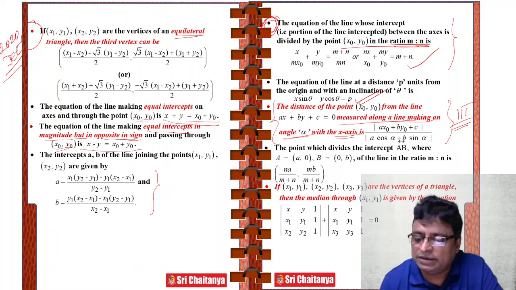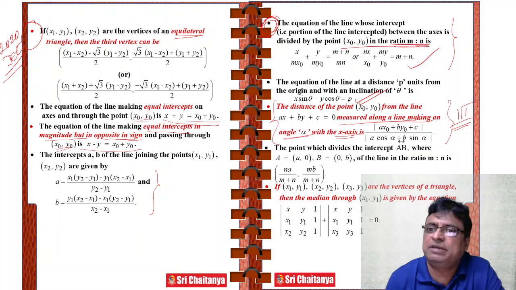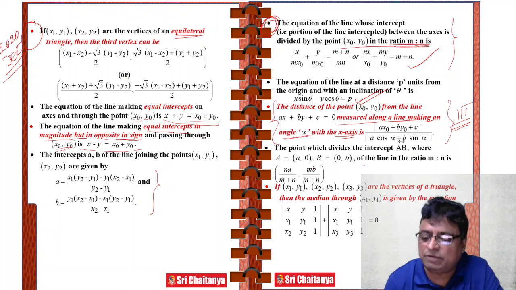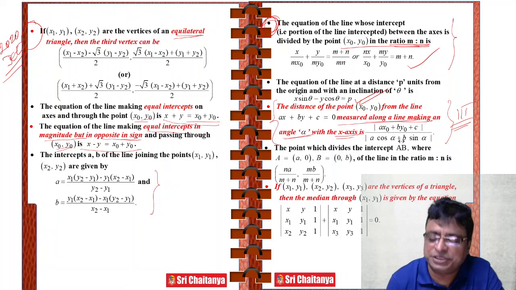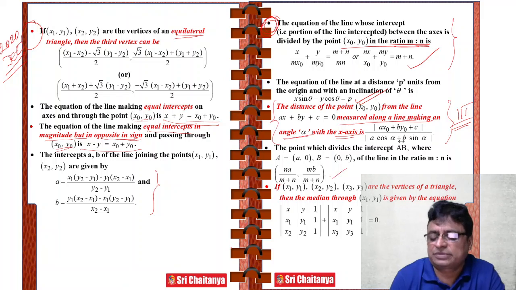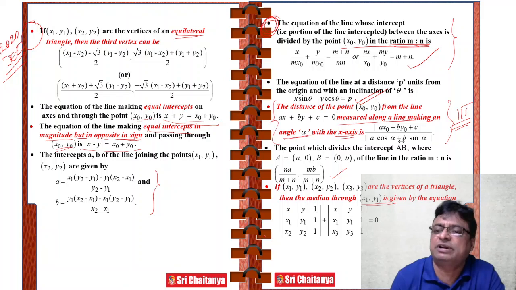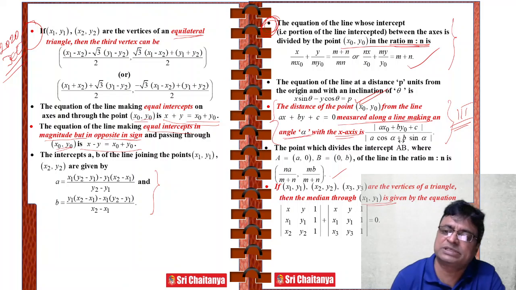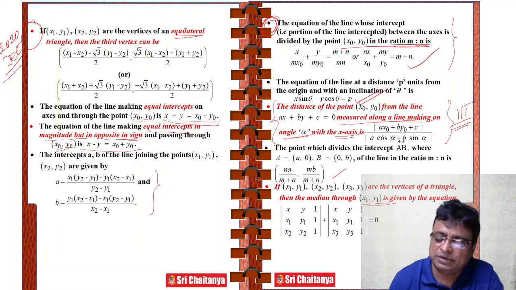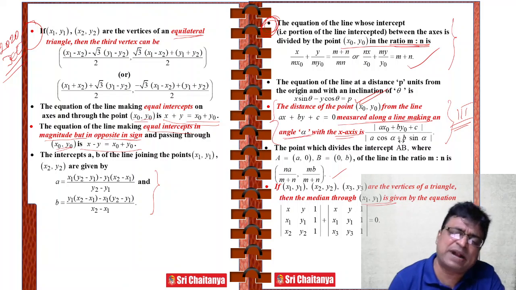The point which divides the intercept AB, where A equal to (a, 0), B equal to (0, b) of the line in the ratio m:n is na by m plus n, mb by m plus n. If (x1, y1), (x2, y2), (x3, y3) are the vertices of the triangle, then the median through (x1, y1) is determinant of x, y, 1, x1, y1, 1, x2, y2, 1 plus determinant of x, y, 1, x1, y1, 1, x3, y3, 1 equal to 0. Directly you can expand the determinant, you will get the answer properly.